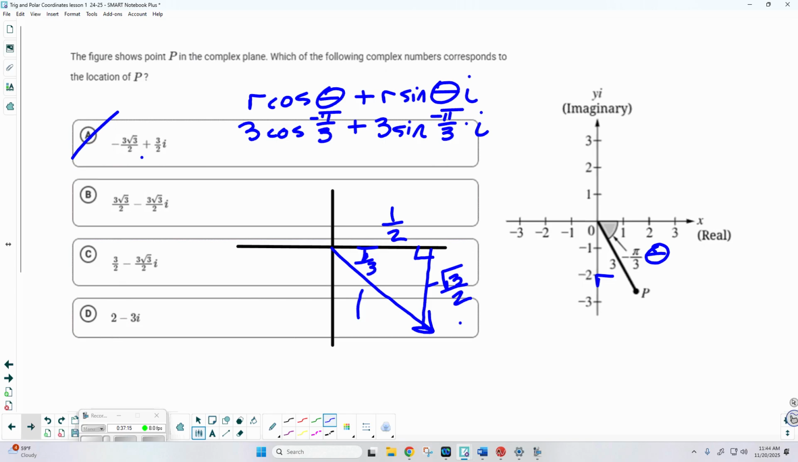Okay. Well, let's see here. Cosine of negative pi over 3. Would everybody agree that's a half? Plus 3 times sine of this angle. That's a negative root 3 over 2 i. Okay. Well, which answer is looking like what it's going to be? So 3 times a half will give me 3 halves minus. I don't even need to continue. What's the only answer that starts with 3 halves? C.